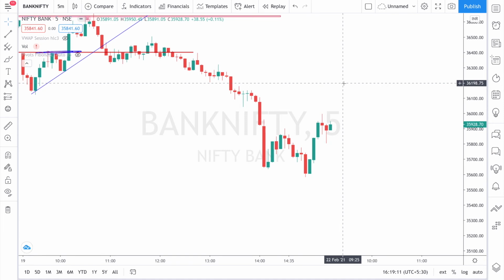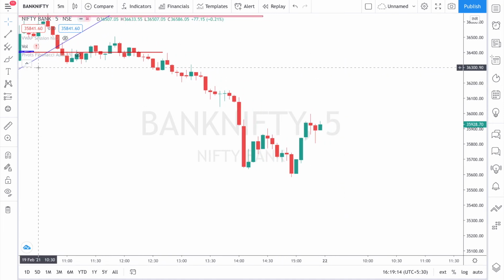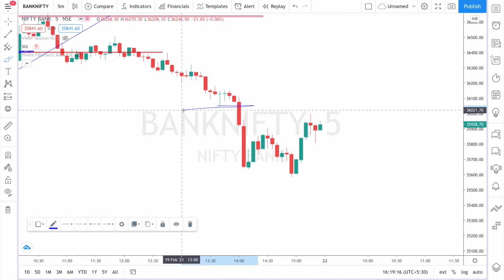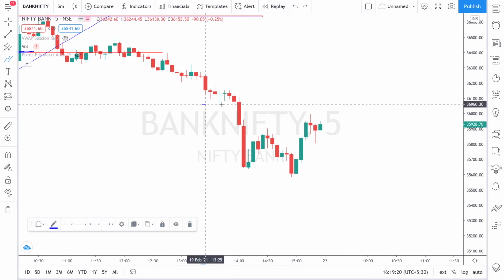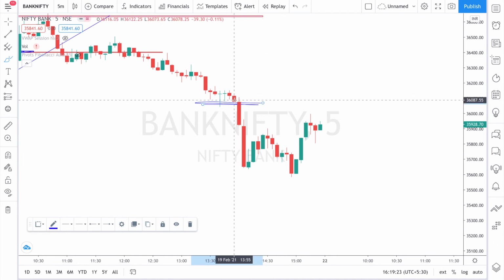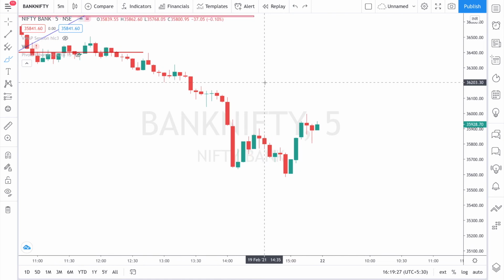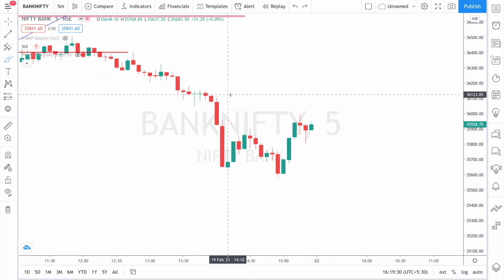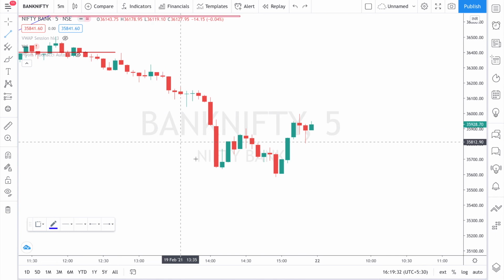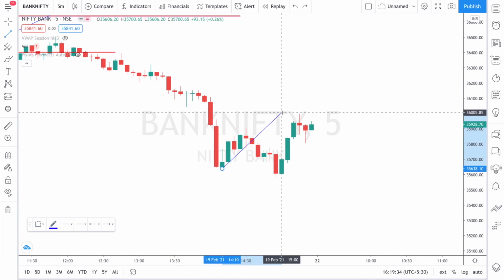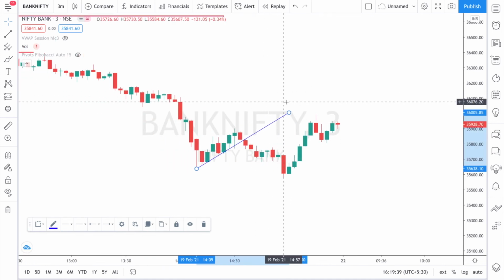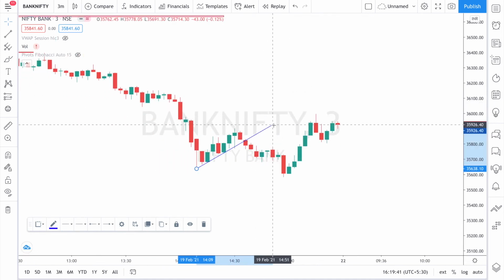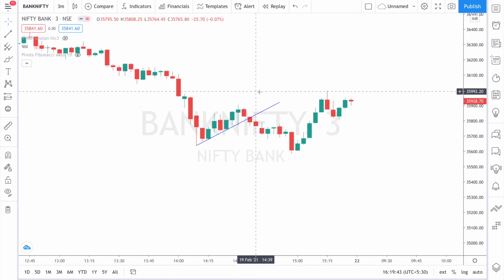If you see, at the end moment, after a huge fall, I was actually trying to enter at this point, but I couldn't enter because there was some problem. So at this point I wanted to enter, but I was not able to. Overall I waited for a retracement, and once there was a small retracement at this point, I was using a small time frame. If you can see, there is a clear small time frame trend line breakdown.